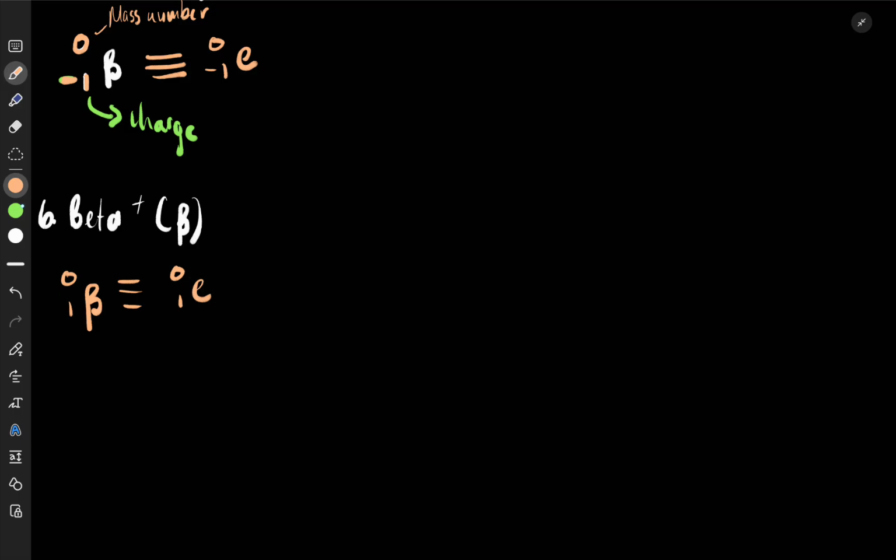And this beta plus particle, if you look at it, you might say it is just like a proton because it has an atomic number of 1, which means it has 1 proton. No, no, no. It's not, because the mass number is 0, so that means it doesn't have a proton in it. It is just like a proton, but it's a fundamental particle. We call this beta plus a positron.